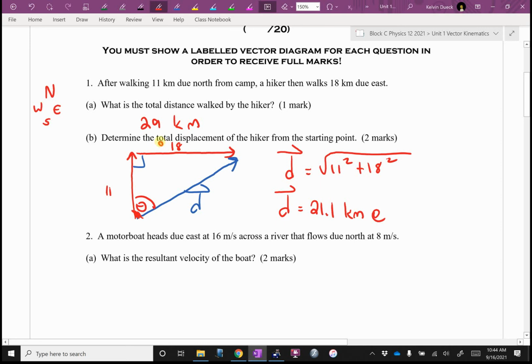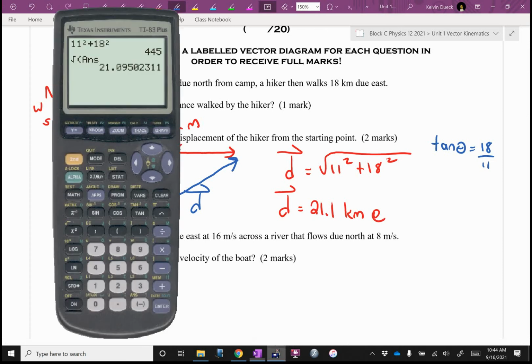Color, opposite, adjacent. I guess I'm going to go tan theta equals 18 over 11. Oh, I got a typo here. Do you get 58.6 degrees? I would take 59 degrees if you went to 2 sig figs. I'll go 58.6 degrees.